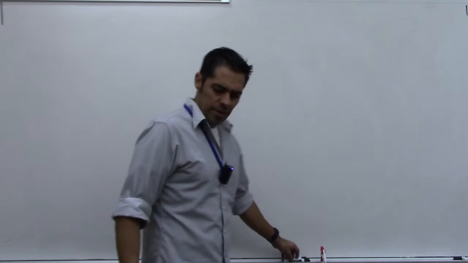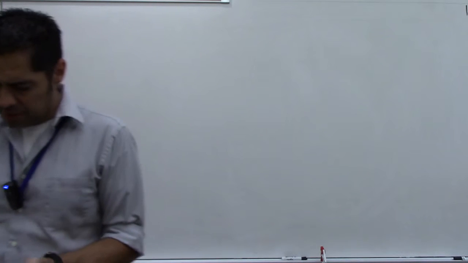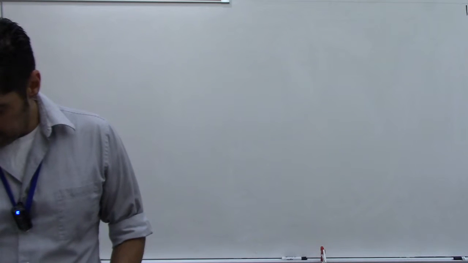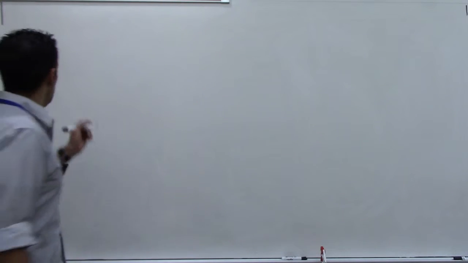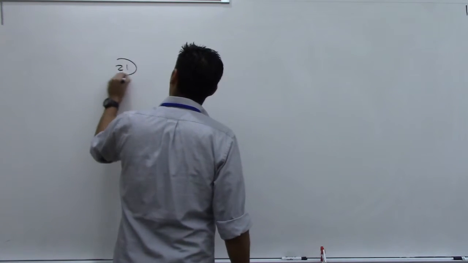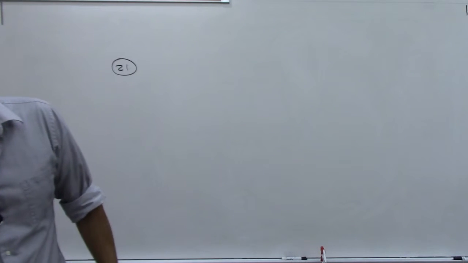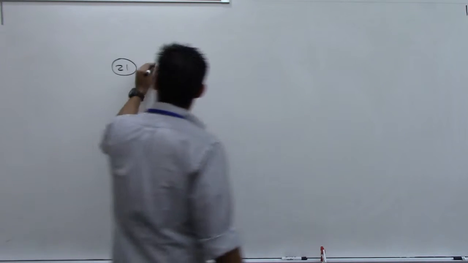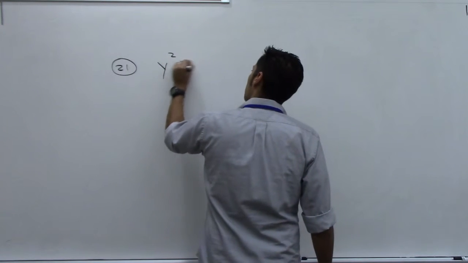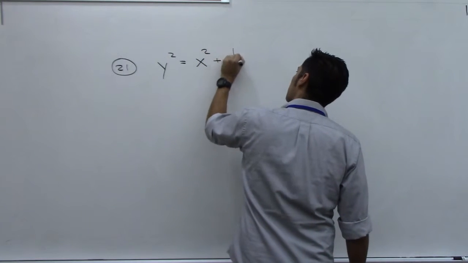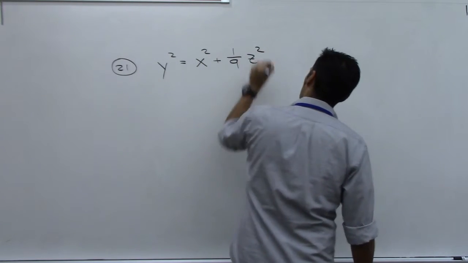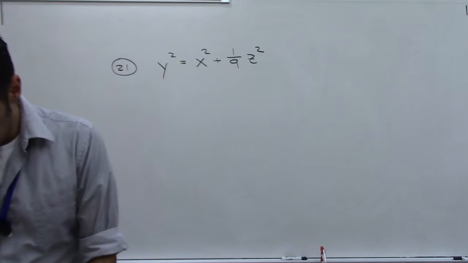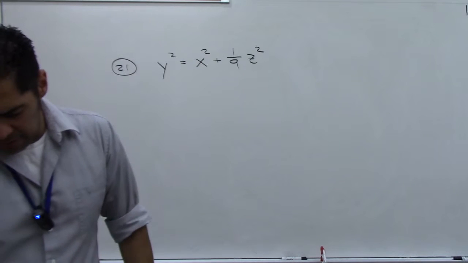Okay, I'm working on 10.6, which is cylinders and quadratic surfaces. I'm doing numbers 21 through 27 in the book. So starting out with number 21, we're given the equation y squared equals x squared plus 1/9 z squared. And we're supposed to reduce the equation to one of the standard forms and classify the surface.